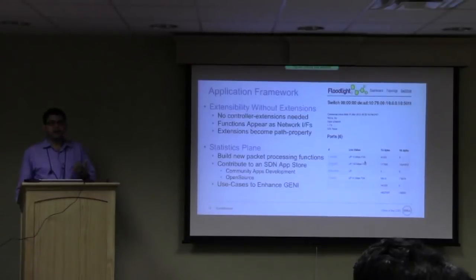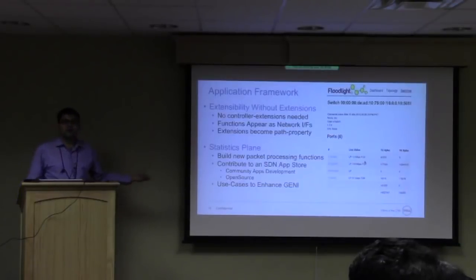Now what happens is, an interface in the traditional sense leads you to a host or it leads you to a network. What we have done is, an interface leads you to a network function. It leads you to an encryption function. It leads to a compression function. Now, all these extensions are no longer extensions, but really a path computation problem.